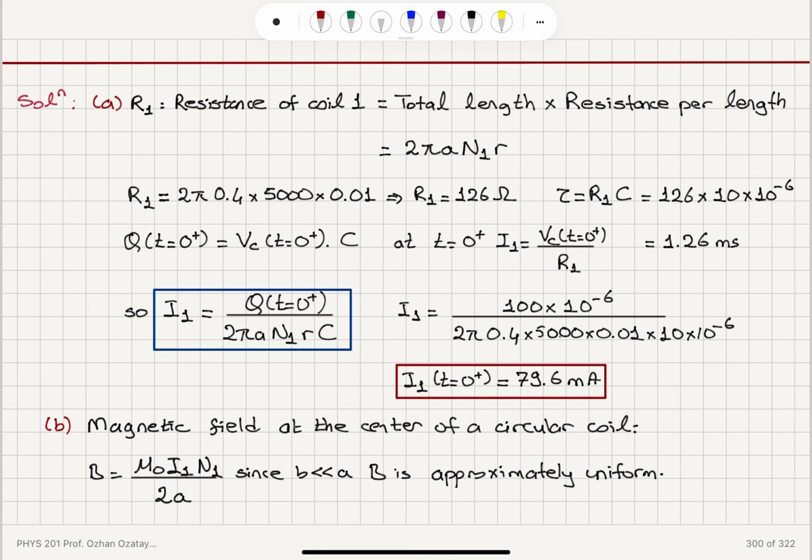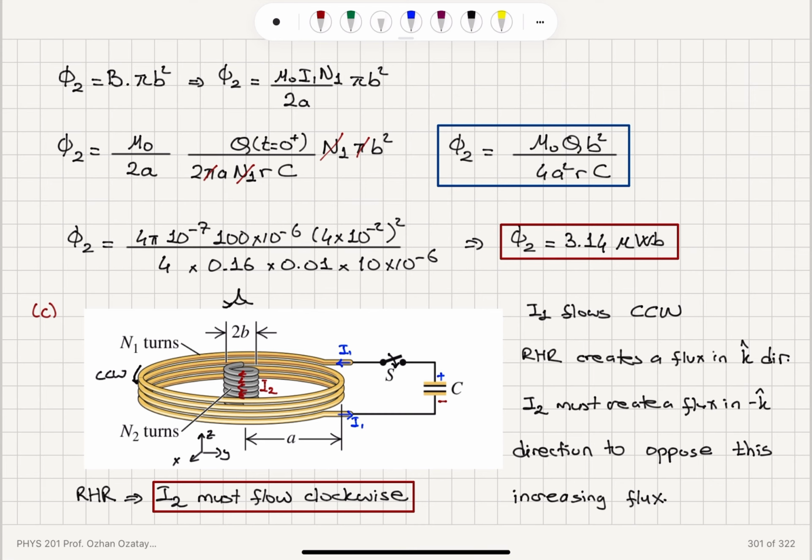Magnetic field at the center of a circular coil is mu 0 I over 2 r, the radius, which is a here. And we have N1 of those coils, so mu 0 I1 N1 over 2A is the total magnetic field. And since B is much less than A, B is 4 centimeters, A is 40 centimeters, B is approximately uniform, so we can say that this magnetic field multiplied by the area of each turn gives us the flux through each turn of coil 2, which is mu 0 I1 N1 over 2A times pi B squared. So we can calculate it here.